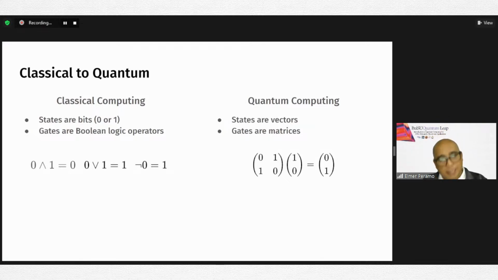Let's go back to quantum computing. Now that I have already discussed complex numbers, let me go back to quantum computing. Yesterday, I discussed the difference between classical computing and quantum computing. In classical computing, we use states as bits, zero or one, and we use logic operators or logic gates. In quantum computing, we use states as vectors, the ket 1 and the ket 0, and gates as matrices.